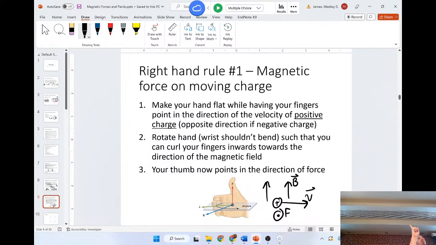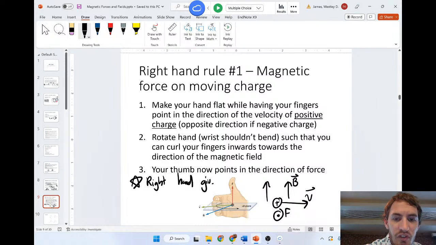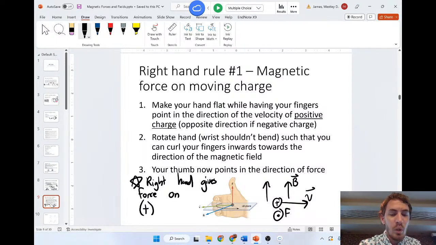Really important. There's 2 things I need to make certain you understand, and I'm going to add them here. I've already said one: you have to use your right hand. The second thing that's very important: the right hand gives force on a positive charge. When you're using this rule, it gives you the force on a positive charge. It has been very important that every example problem I've given you has been a positive charge.